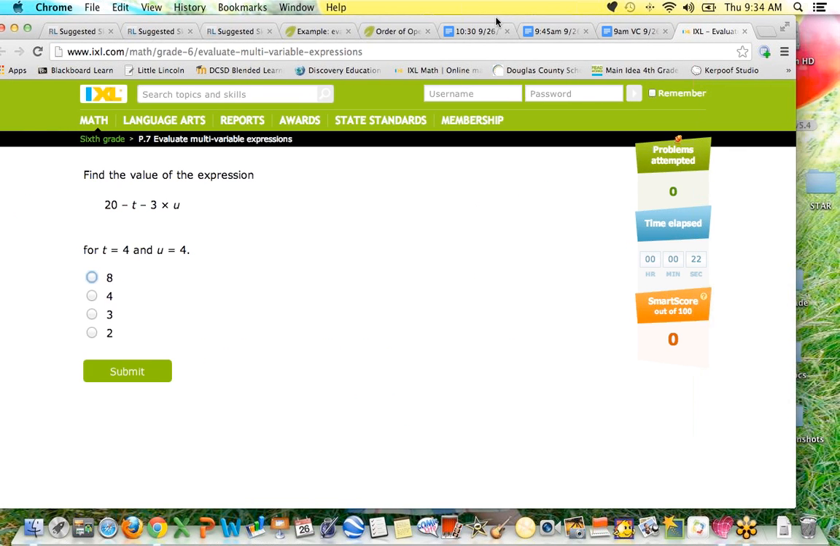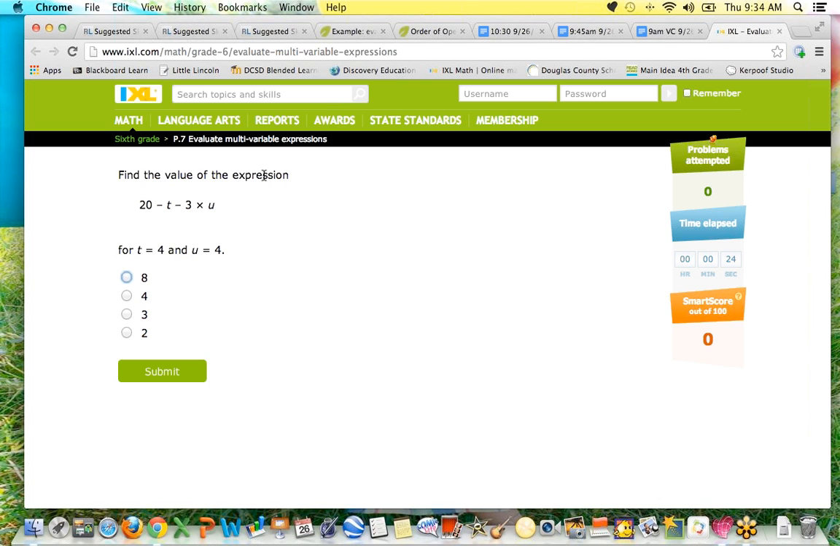Okay. So here we go. Here's our first practice problem. Find the value of the expression 20 minus t minus 3 times u. Okay, now you're going to have to plug in a 4 for t, and you're going to have to plug in, well, I guess another 4 for the variable u. Remember your order of operations. Go for it.